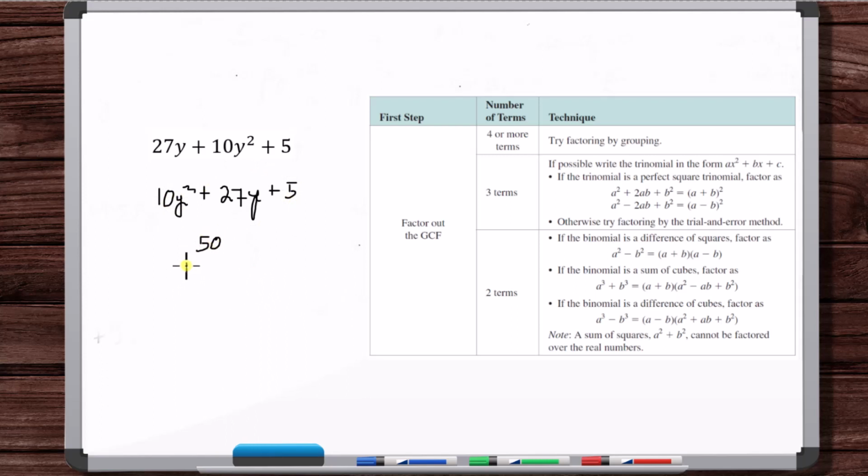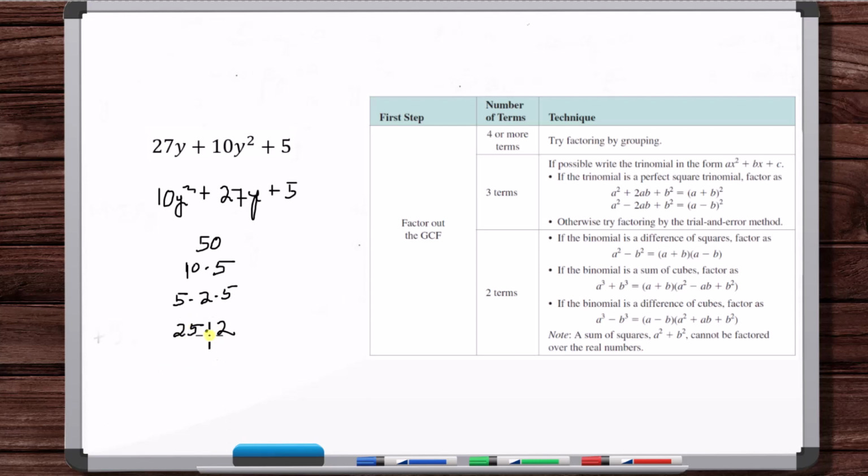Now do the same process as we did for the leading coefficient 1 case. 10 times 5, 5 times 2 times 5. So we have 25 times 2. We could just leave it positive. Positive 25 plus 2 is 27, and 25 times 2 is 50. But for this case, for the leading coefficient not equal to 1 case, a three-term expression, you're using the trial and error method, the leading coefficient is not 1. Once you find your two terms here, now you're going to factor this by grouping.